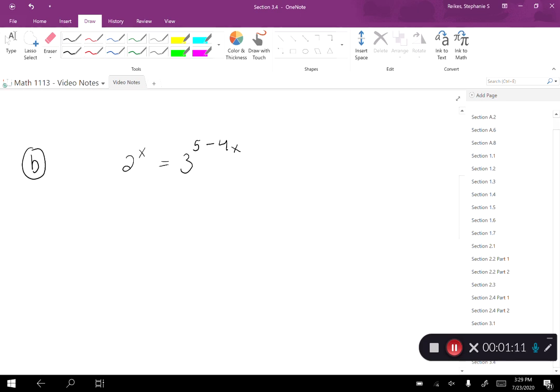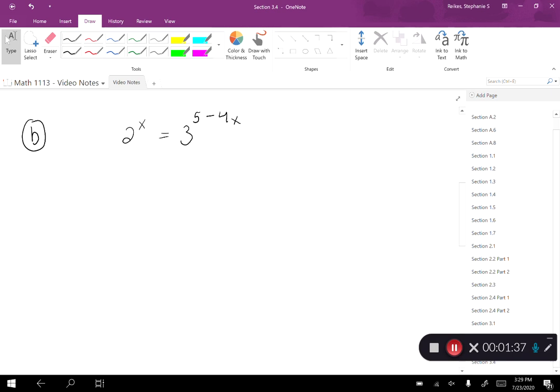Let's take a look at another example. This time I have 2 raised to the x equals 3 raised to the 5 minus 4x. In this particular case, there's nothing I could do to the bases to make 2 and 3 the same number. So I have to come up with another technique for solving this problem. I need to solve for x, but right now my x is in the exponent position.